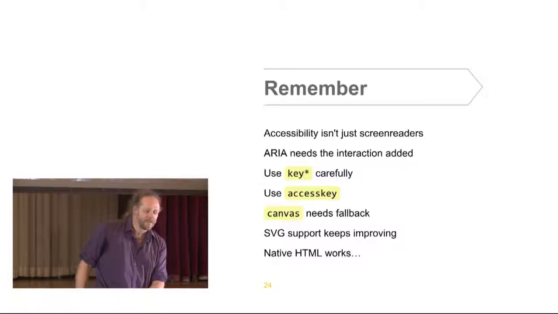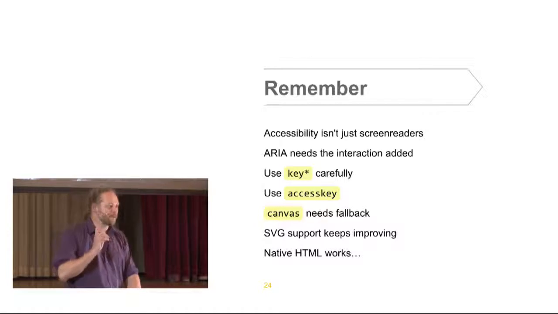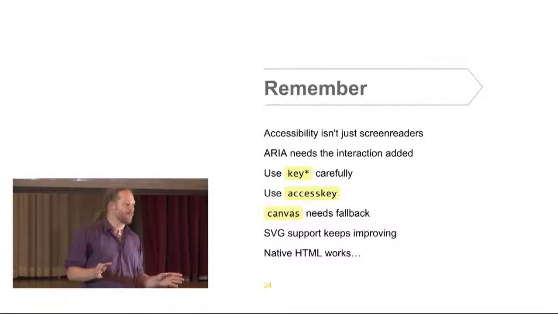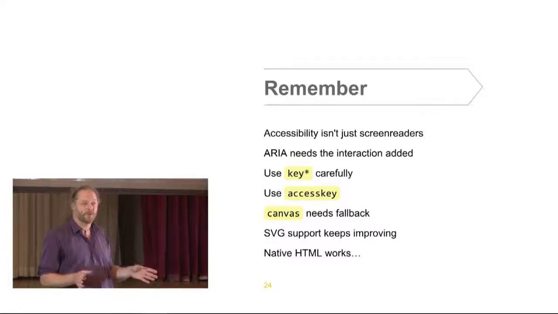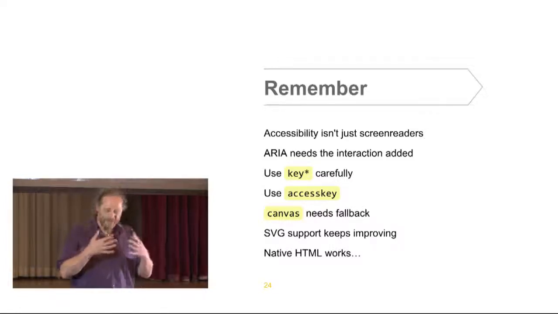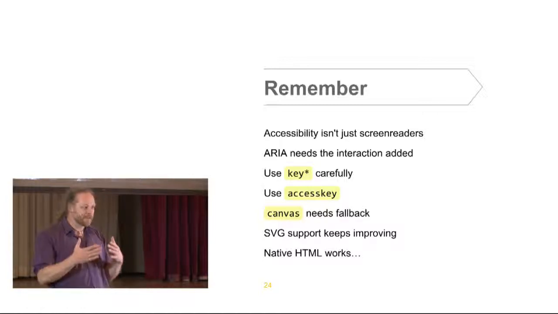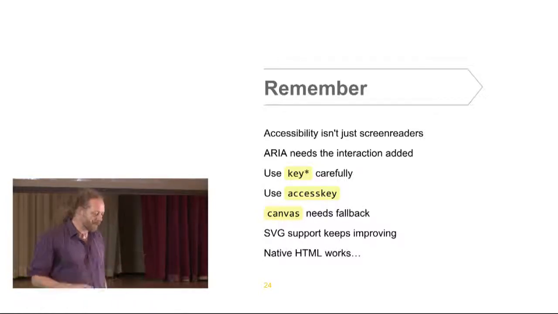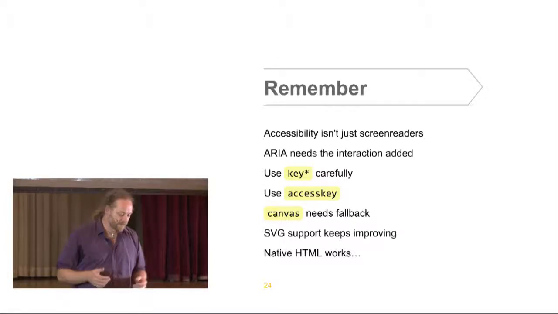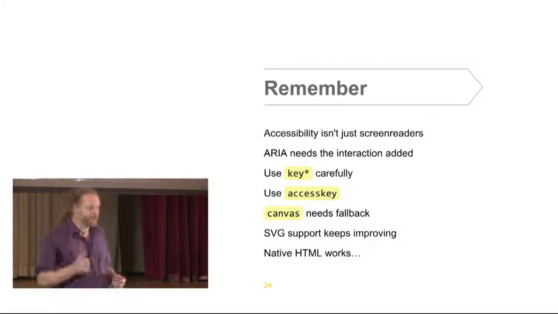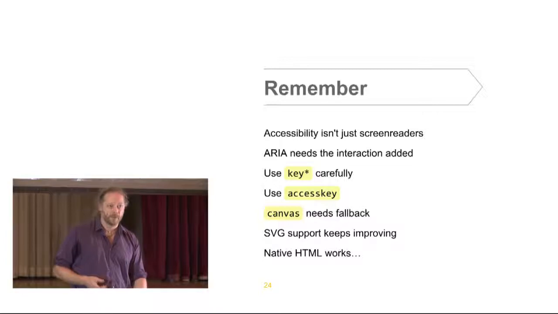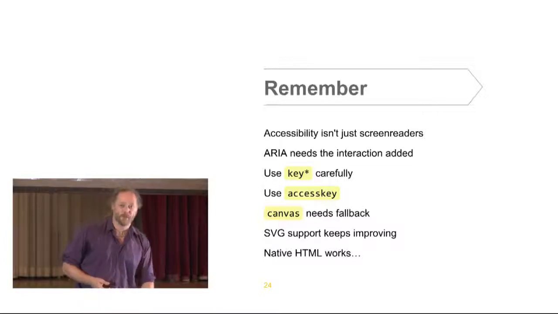There are a few things to remember. Number one, accessibility is not just screen readers. We talk about screen readers all the time because there's lots of technical material. It's an easy thing to think your way through in some ways, but there are a whole lot of other kinds of accessibility problems. Think about keys, think about canvas, think about SVG, because it does keep getting better. And remember, native HTML, by and large, just works. It's quite cool that way.